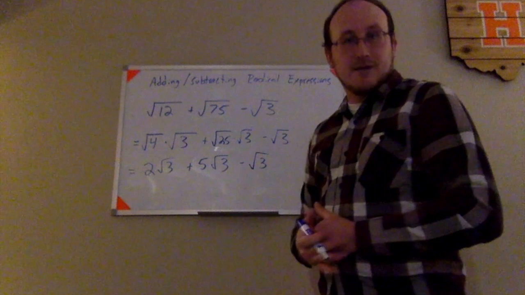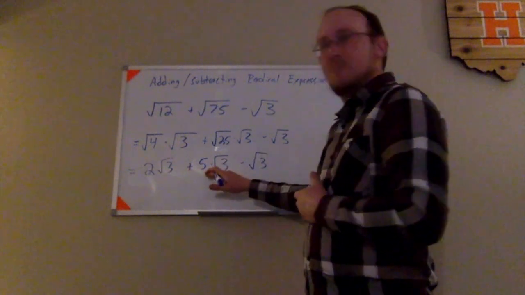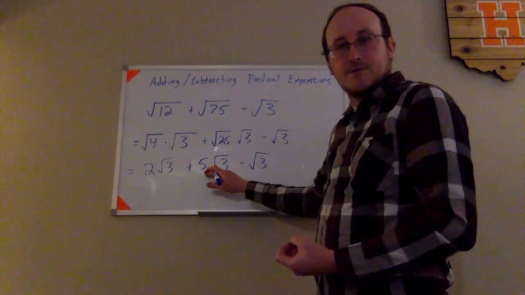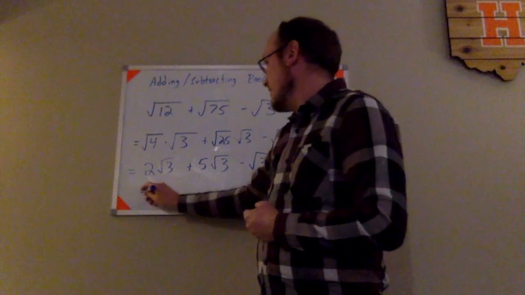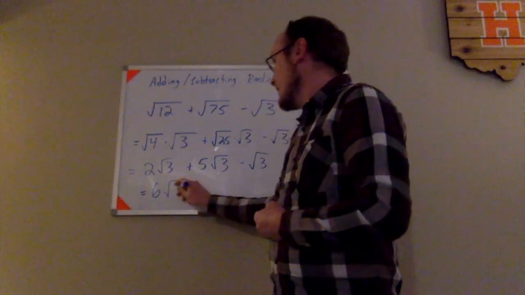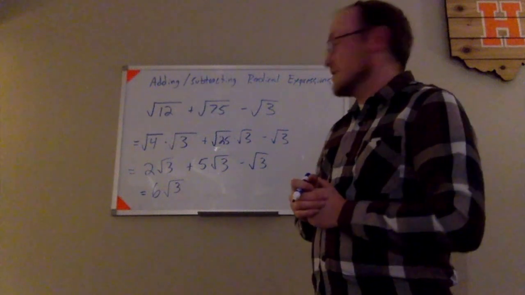Now, these are like radical expressions. I have 2 square root of 3, plus 5 more of those. That makes 7 square root of 3. Finally, minus the 1 square root of 3 here, which should leave me with 6 square root of 3 as a simplified version of this radical expression.